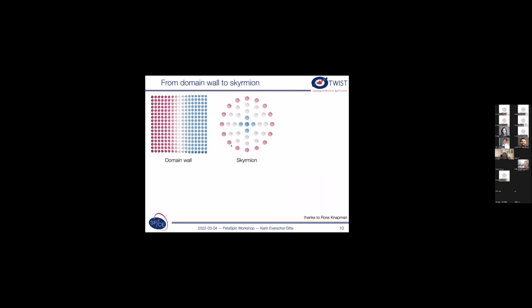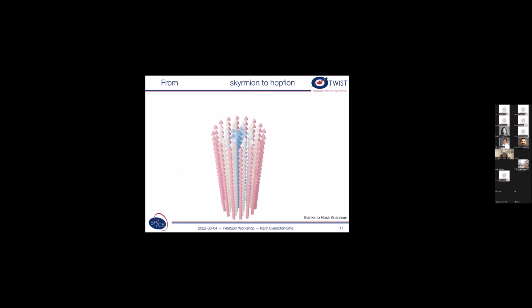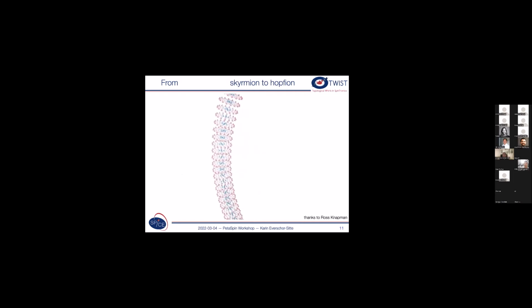We can start from the Skyrmion. And now I'm just going to enlarge the movie a little bit so you can start from the Skyrmion. You can put it into the third direction, so extend it towards a string, maybe twist it, and then bend and connect it together again.